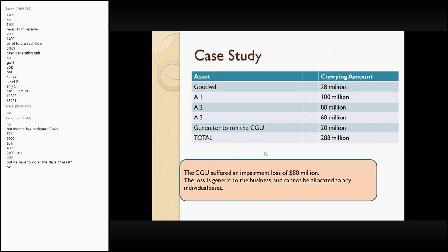Now give me what we are going to do in this. The CGU suffered an impairment loss of 80 million. The loss is generic to the business and cannot be allocated to any individual asset. How will I allocate it? Pro rata basis. First, I'll eliminate goodwill. 28 million goodwill will be gone. Remaining 52 I'll be allocating over asset 1, asset 2, asset 3 and the generator, and will divide it accordingly. I hope you can do it now.